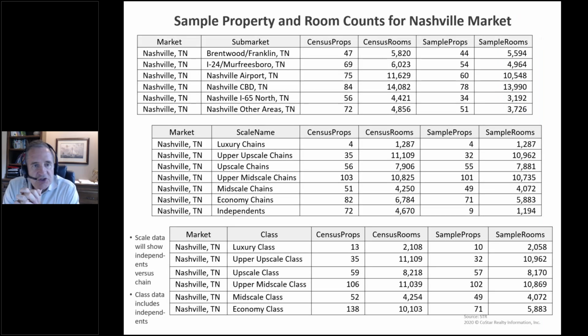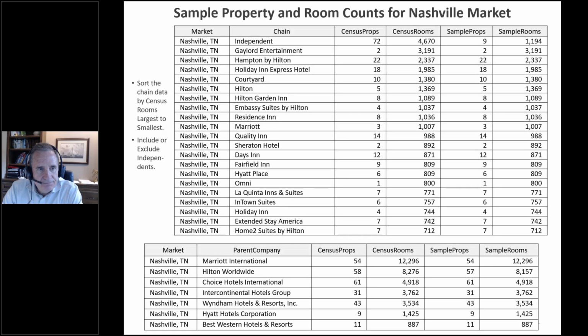So here are some property and room counts related to Nashville. If I requested this from STR, I would get an Excel spreadsheet with multiple tabs, and here are some examples. The first tab has submarket data, the second tab has scale data, and the third tab has class data. So those are 3 different tabs in a property and room count.